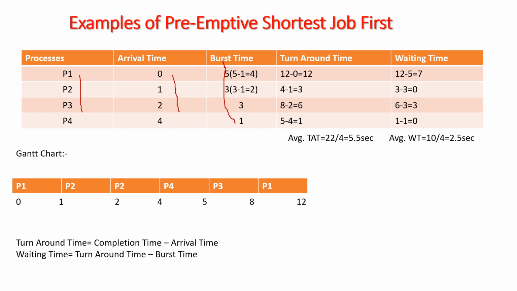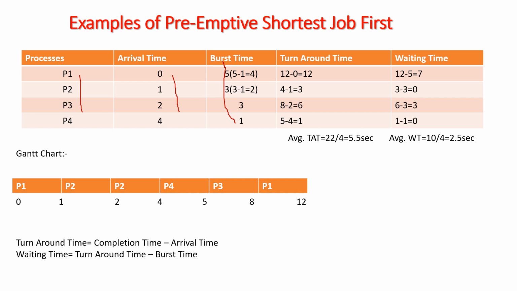So how will we prepare the Gantt chart? First we will see the arrival time of the processes, which process has arrived first. P1 has arrived first. So P1 will be executed for one time unit, because at time 1 unit process P2 has arrived. So process P1 has executed for one time unit. Now how much time does it have left? 5 minus 1, that is 4. Now process P2 has arrived, so it will also be executed for one time unit. So 1 plus 1, 2.